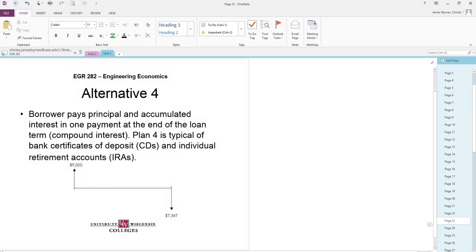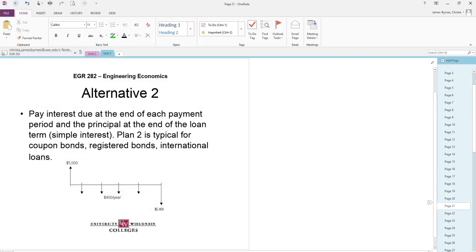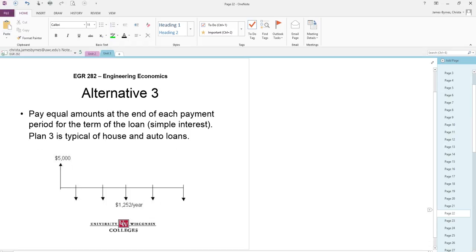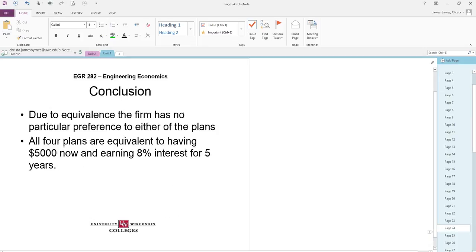Equivalence states the bank doesn't care which way you do it, because here the bank's going to take the $1,400 and reinvest it somewhere else for that interest rate. In year 2, it'll take the $1,320 and reinvest. Here, it'll take the interest and reinvest it somewhere else. Here, it's going to take that equal amount, and here it doesn't need to reinvest anything because it keeps making interest. So that's the theory of equivalence. Due to equivalence, that's how we can compare alternatives, as long as we're getting our interest rate over the interest periods.